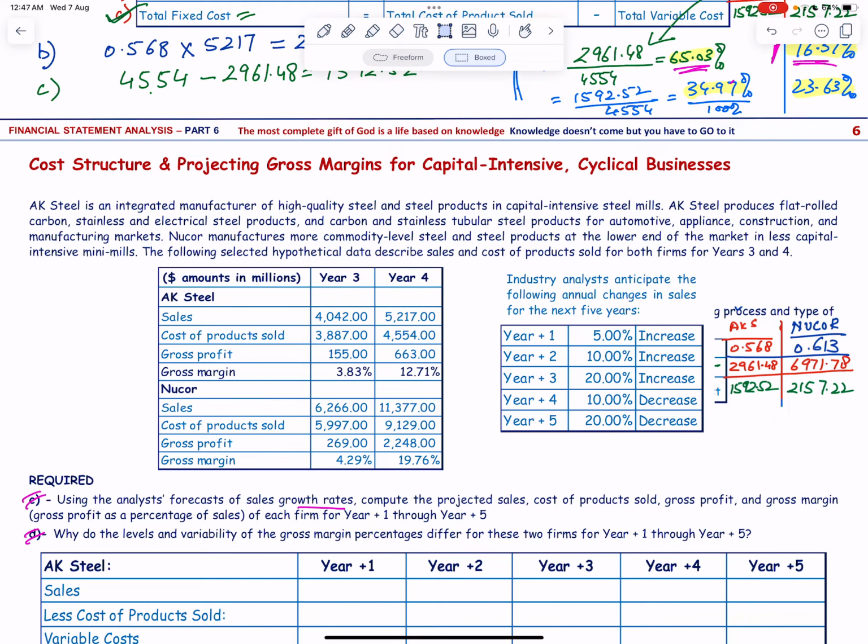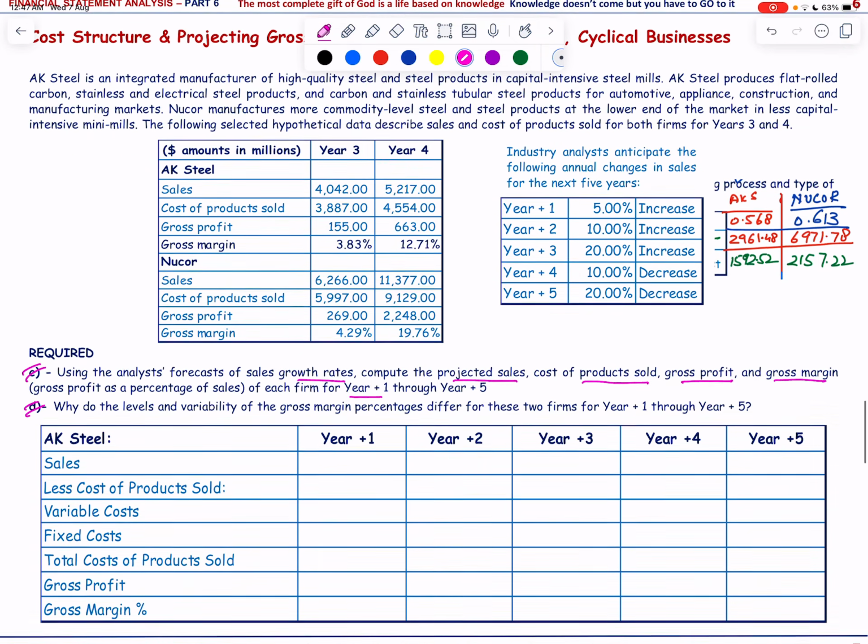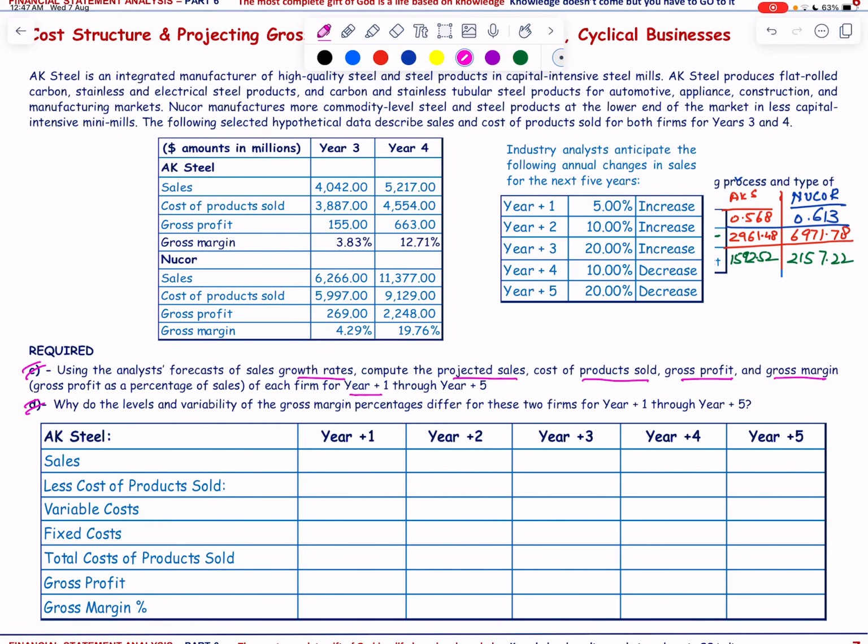Compute the projected sales, cost of product sold, gross profit, and gross margin, gross profit as a percentage of sales of each firm for year number 1 through 5. So I will be explaining to you how to make the calculations for year number 1 and year number 4, because in year number 1 there is an increase and in year number 4 there is a decrease, and the others I will just put the values and you can try yourself.